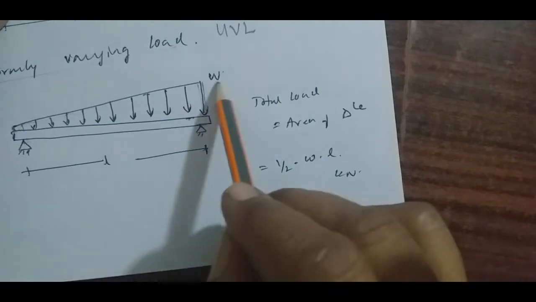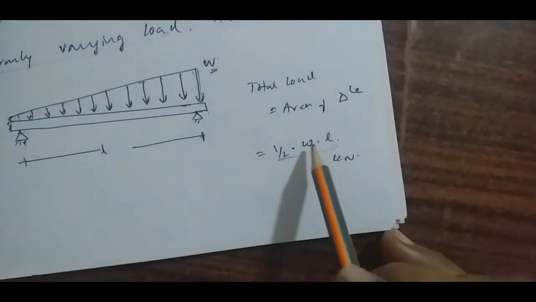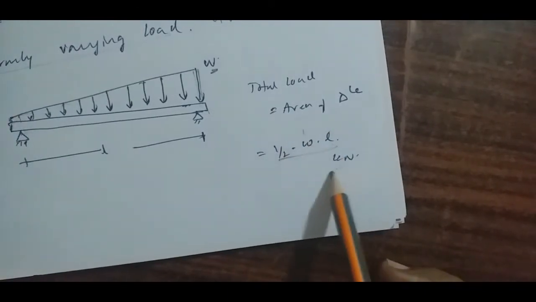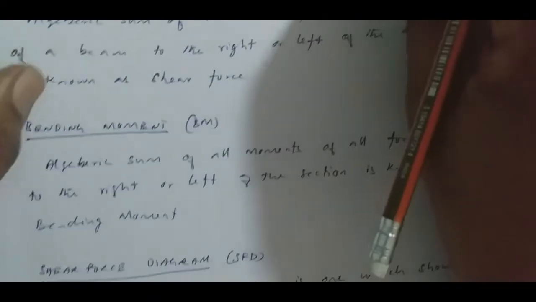So this is the maximum load here. So W is the height. So half BH will be the area of the loading, where this is H and this is B. It will be described in kilonewtons. So these are the three types of loading that are applied, and they are used in all types of beams.